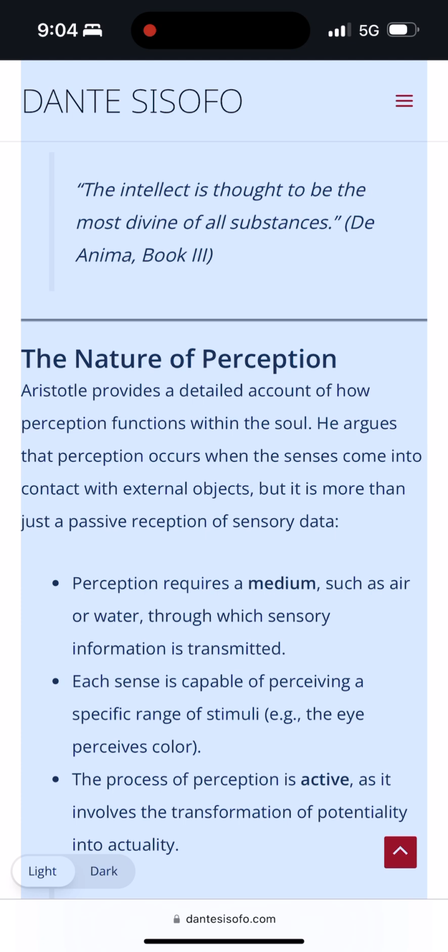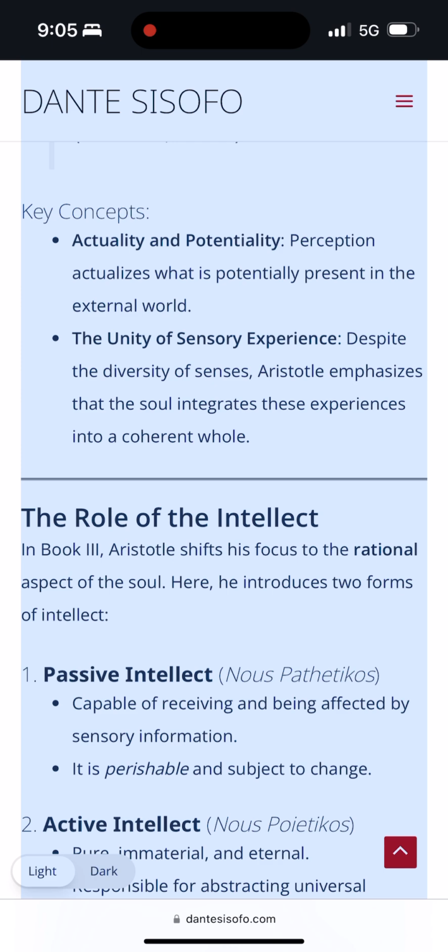1. Passive intellect, nous pathetikos, capable of receiving and being affected by sensory information. It is perishable and subject to change. 2. Active intellect, nous poietikos, pure, immaterial, and eternal, responsible for abstracting universal concepts from sensory data, often likened to light, which makes potential knowledge actual. The active intellect is separate, impassible, and unmixed, being in its essential nature activity.